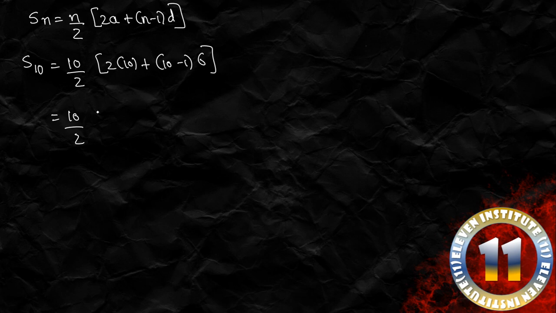Instead of n, we can now write 10 over here, substituting the values. Instead of n we write 10, and instead of d, we write 6. Keep this 10 upon 2 as it is. 10 twos are 20, plus 10 minus 1 is 9. So we have 9 into 6 over here.